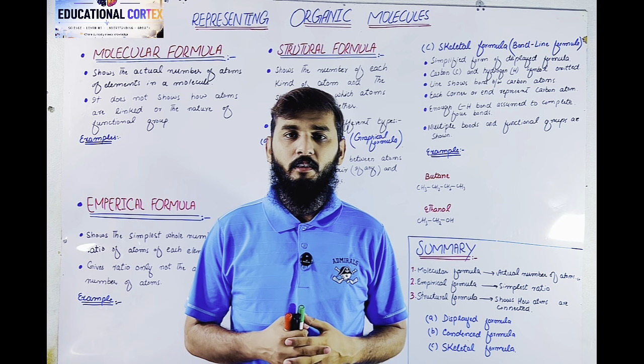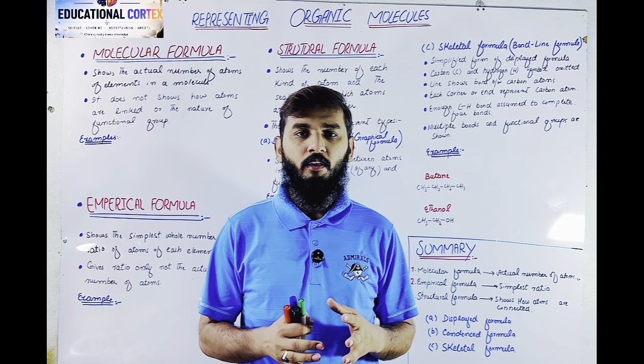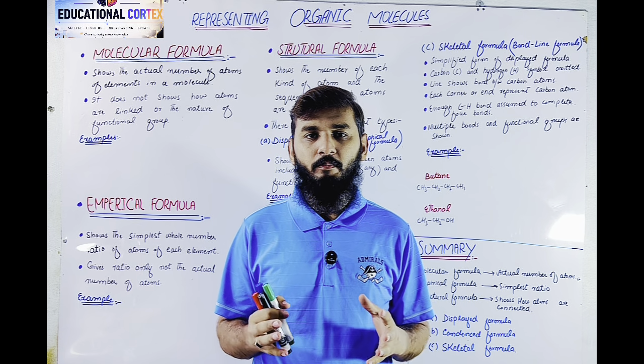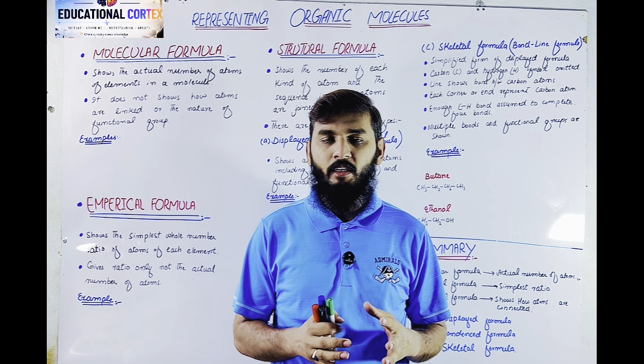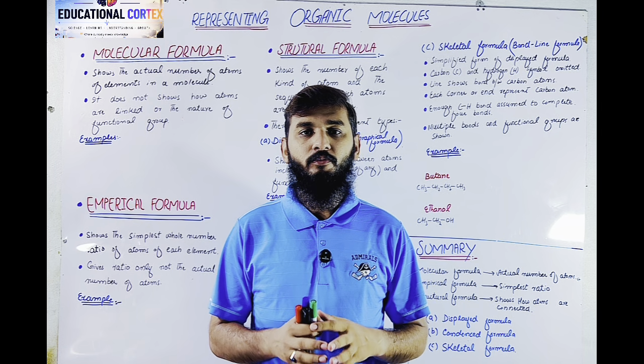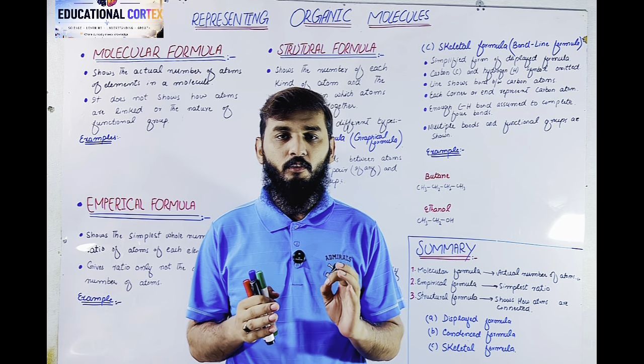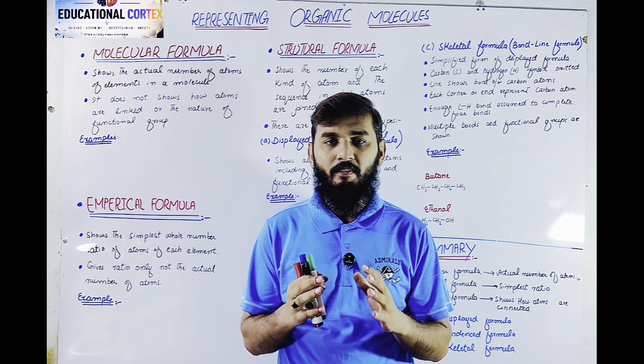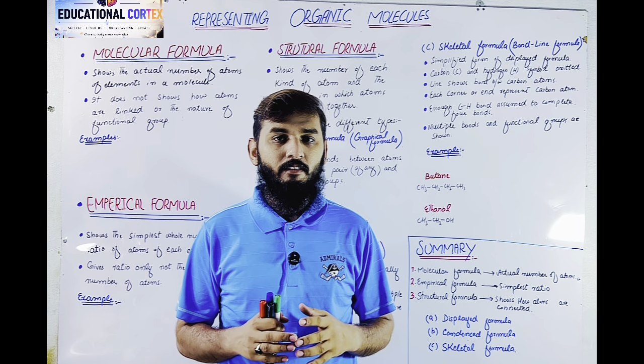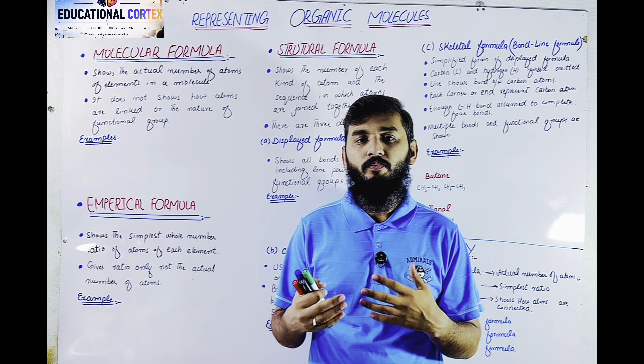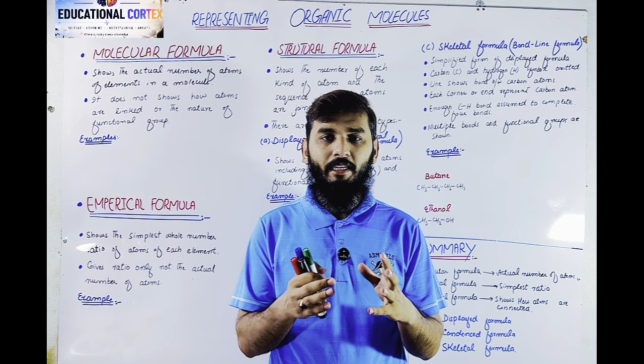Today we will talk about the representation of organic molecules. We know that there are millions of organic compounds existing now, and there are only three formulas by which we can represent an organic molecule, such as the molecular formula, which shows the actual number of atoms present in a molecule of an organic compound.